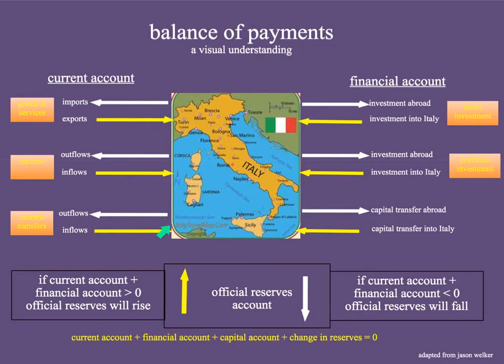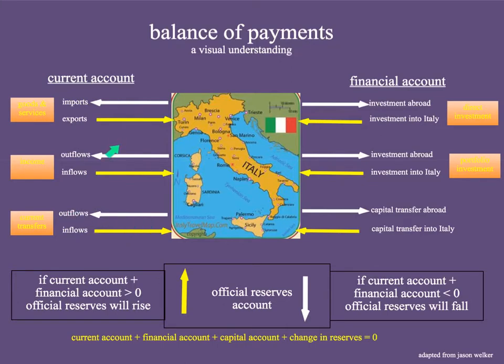So the current account is a sum of the net goods and services, the net incomes, and the net current transfers. And as a result, this number could be either positive or negative, depending on whether there's more money coming into Italy in the yellows for these three categories, or more money leaving Italy out the white arrows. If there's more money coming in, then you would say that the current account is in surplus. If there's more money going out, then there's a deficit.